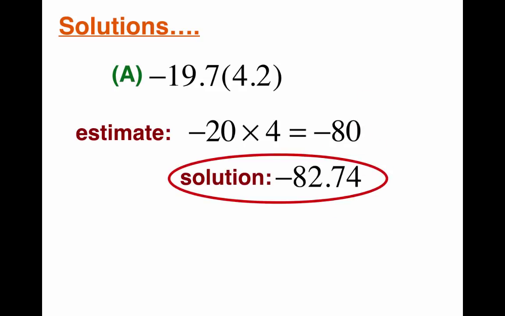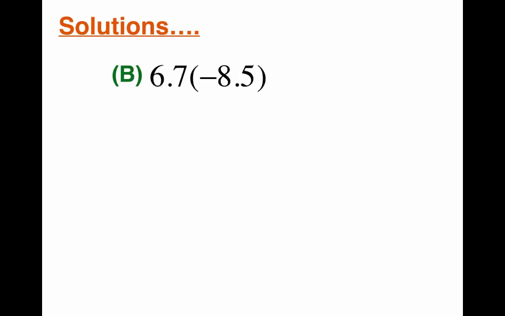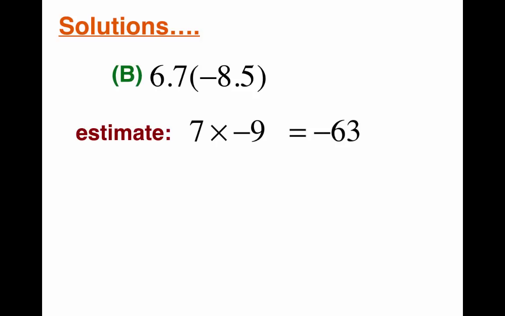Hopefully that's what you got also. All right, here's B. 6.7 times negative 8.5. Well, they're not a match, so I'm expecting a negative answer. They're both going to round up. 6.7 is close to 7. 8.5 is close to 9. So 7 times negative 9 is a negative 63.